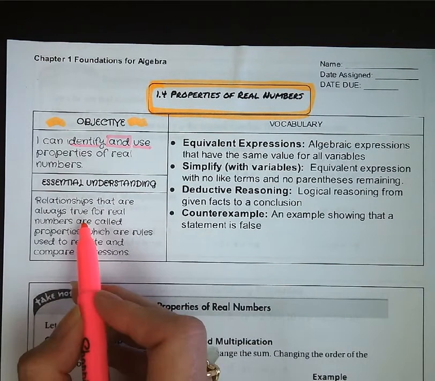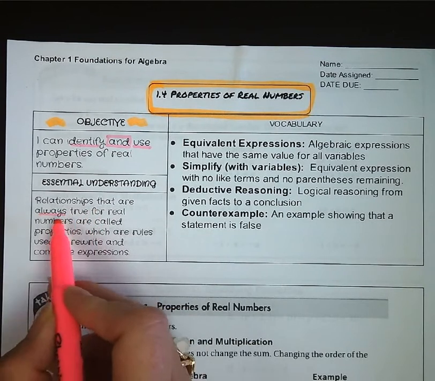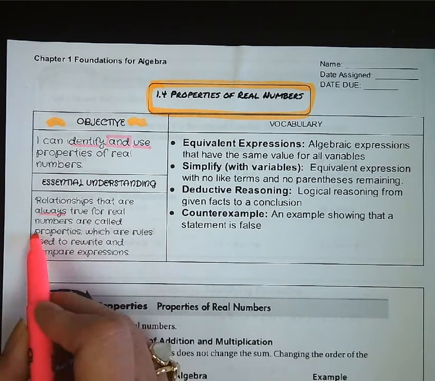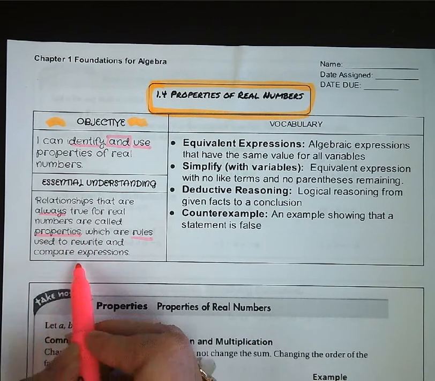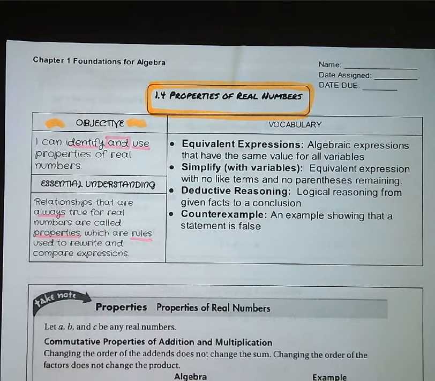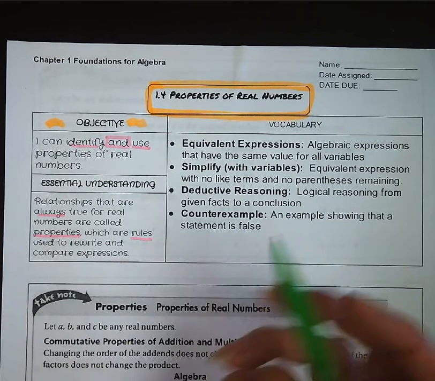Essential understanding. Relationships that are always true for real numbers are called properties, which are rules used to rewrite and compare expressions. All right, so vocabulary for today, we have equivalent expressions. These are algebraic expressions that have the same value for all variables.